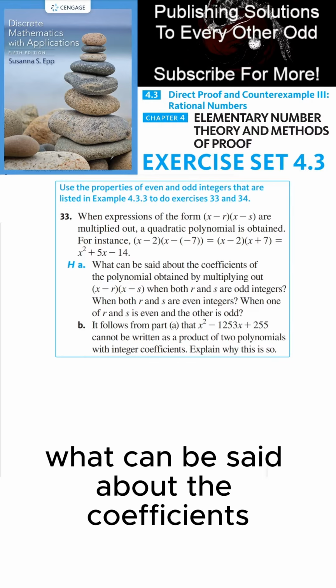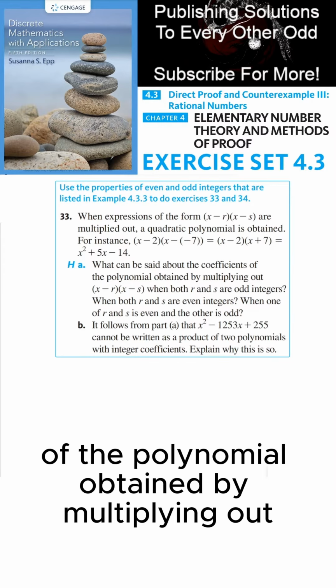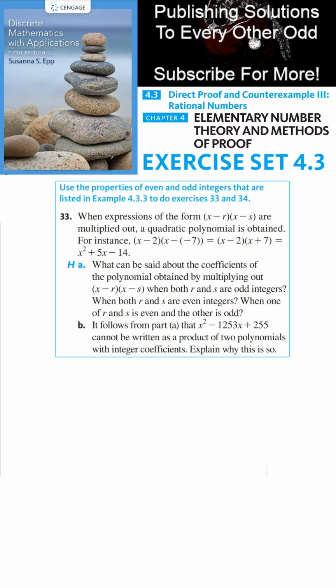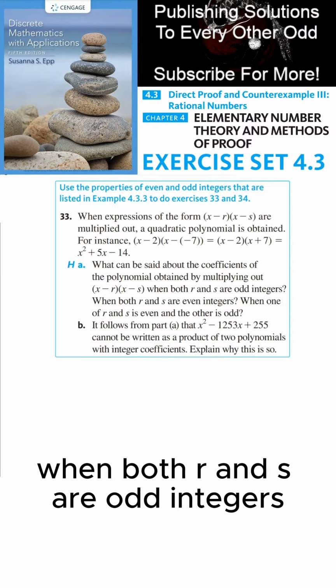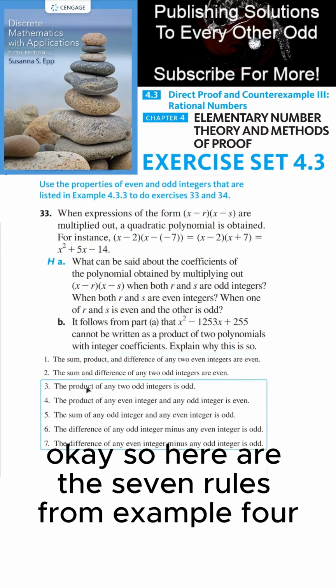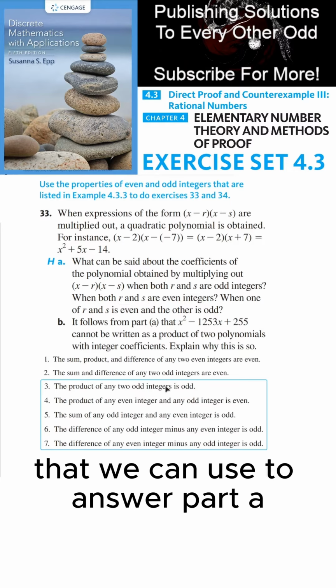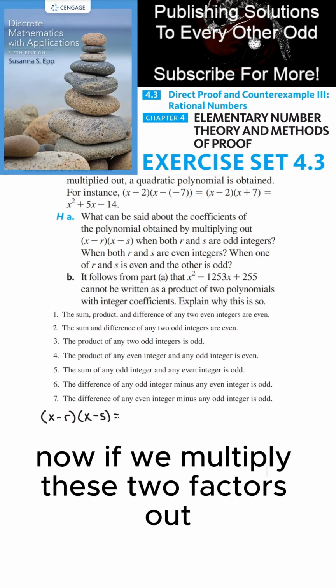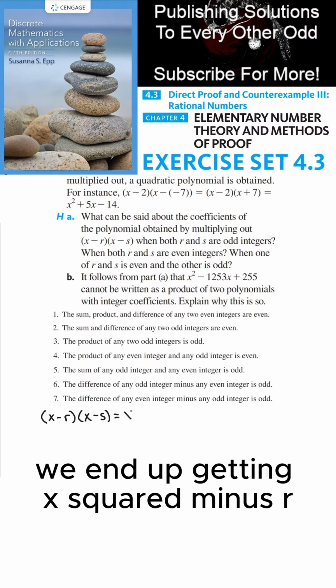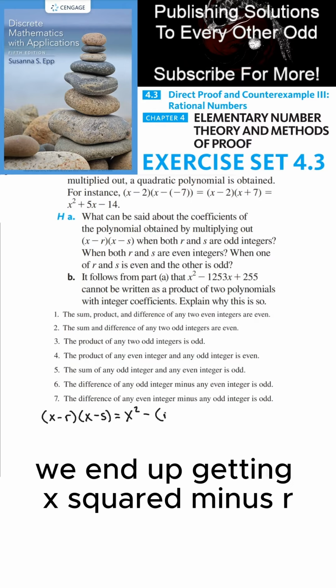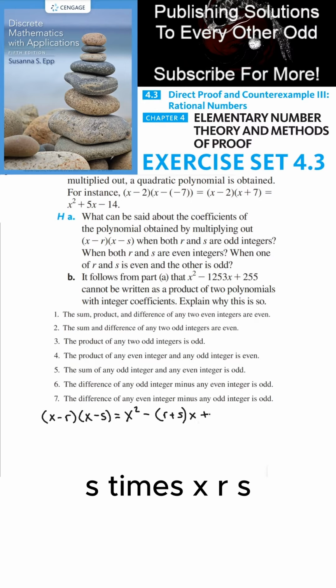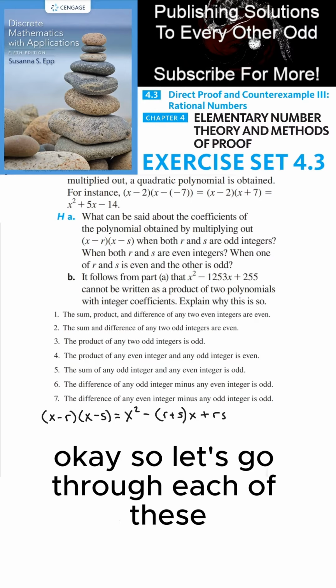Part A says, what can be said about the coefficients of the polynomial obtained by multiplying out (x − r)(x − s) when both r and s are odd integers? Okay, so here are the 7 rules from example 4.3.3 that we can use to answer part A. Now, if we multiply these two factors out, we end up getting x² − (r + s)x + rs. Okay, so let's go through each of these.